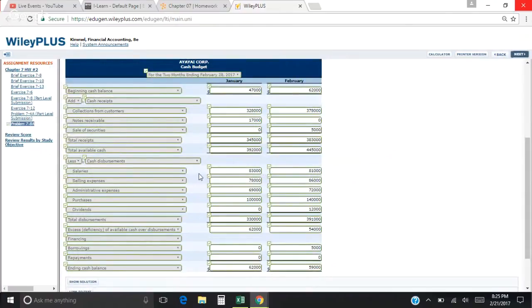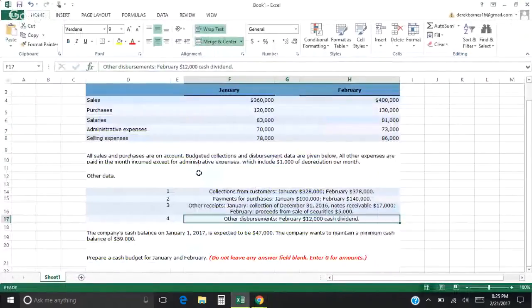So cash disbursements, and this also states here, all sales and purchases are on account, so we don't even have to worry about the numbers here on our sales or our purchases. That's why we did collections from customers at the beginning instead of the actual sales. So we don't need to even worry about this data right here. We could pretty much just delete it and be okay with our cash budget.